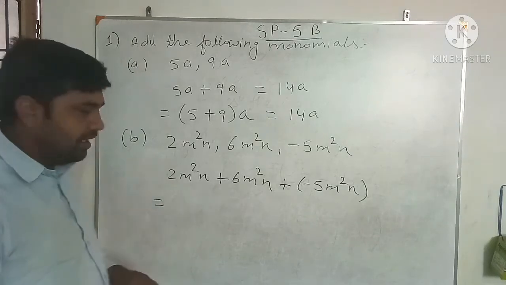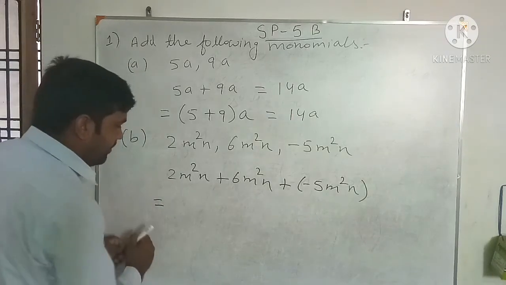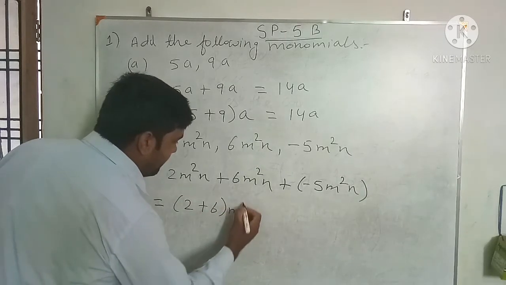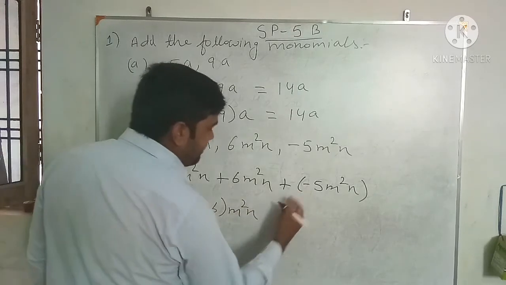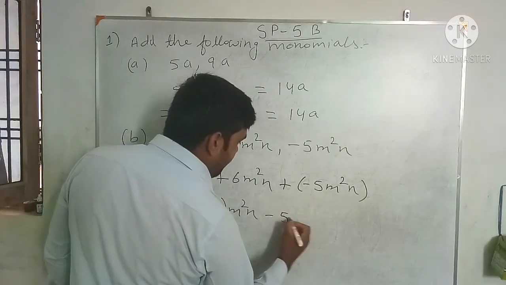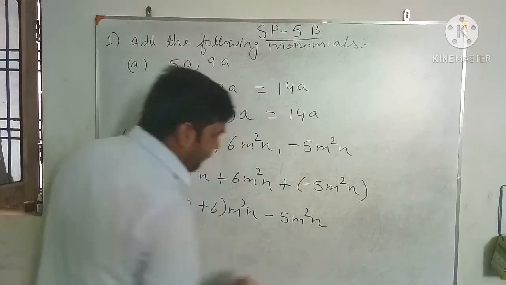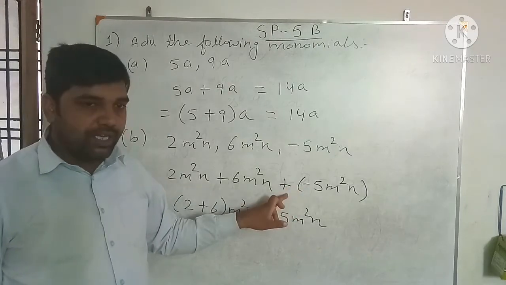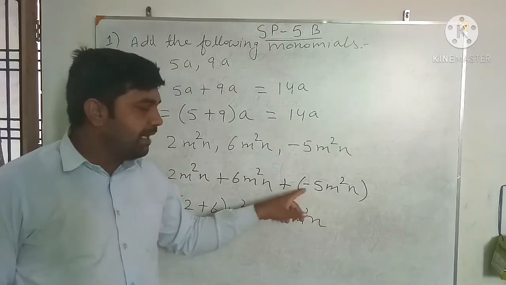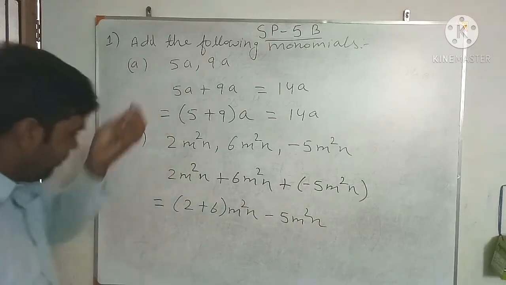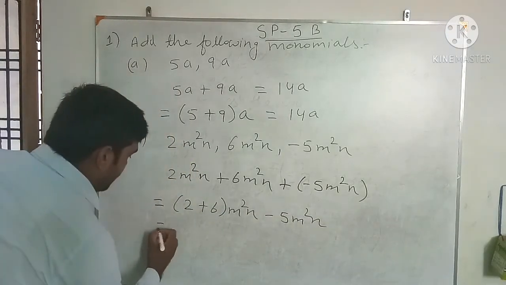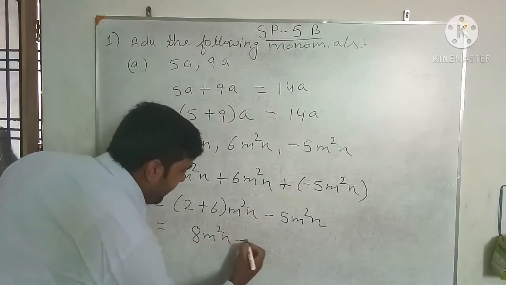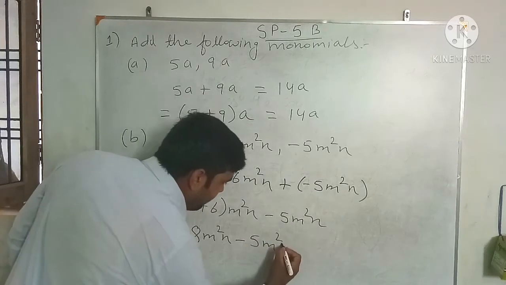2 plus 6. Here the variables are the same and the powers are the same. So simply what you do is add the numerical coefficients 2 plus 6 and multiply the variable m square n. Now here plus minus gives you minus 5m square n. When you multiply plus with minus, the product will be negative. So 2 plus 6 is 8m square n minus 5m square n.